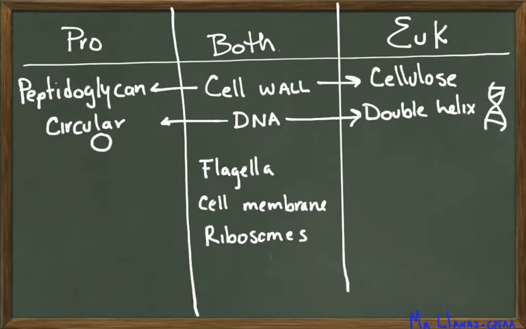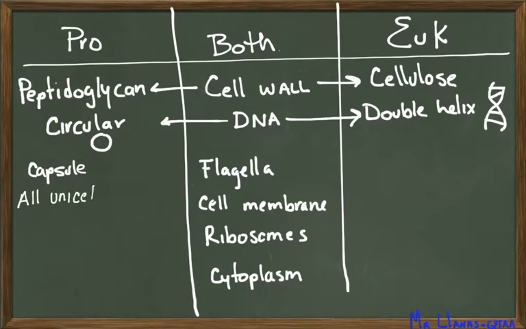They both have ribosomes, and you need to remember that ribosomes are there to synthesize, or produce, proteins. They both have cytoplasm, which is the gel that keeps everything together inside the cell. Prokaryotes have a capsule which surrounds the cell wall, and that's why it's sometimes so hard to kill bacteria, because they're so well protected. They have a capsule, a cell wall, and a cell membrane.